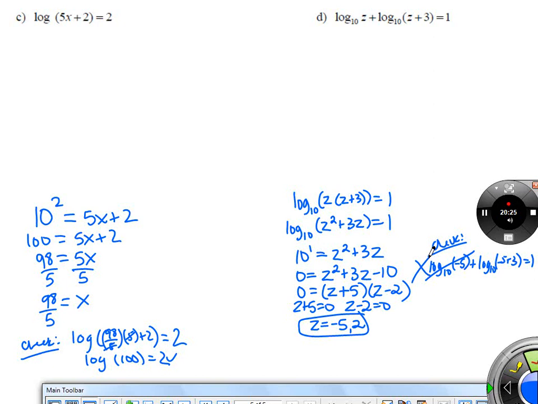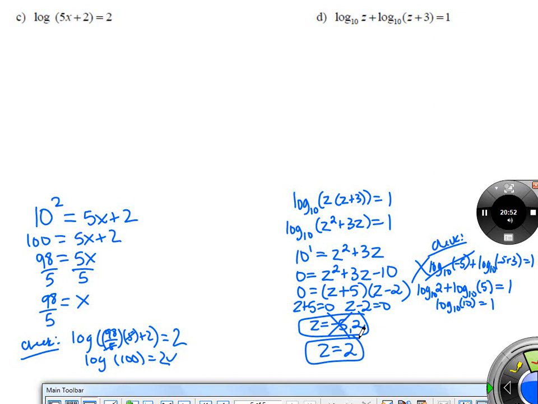And now I'm going to check when z is equal to 2. So that looks like log base 10 of 2 plus log base 10 of 5 equals 1. If we did combine these together, we'd get log base 10 of 10. And that seems fine. And there was no place along the way it was undefined. So I'm going to eliminate negative 5 and just keep that z should be equal to 2.